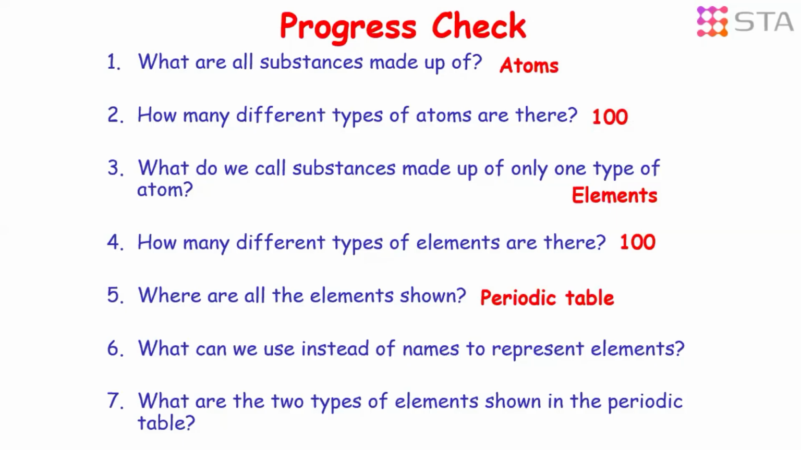Periodic table. Question 6, what can we use instead of names to represent the elements? Chemical symbols. Question 7, what are the two types of elements shown in the periodic table? Metals and non-metals. Hopefully you found that okay. Let's move on.